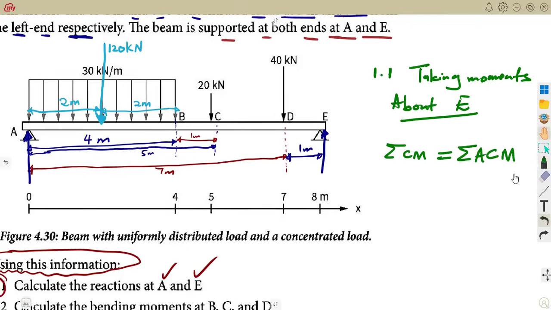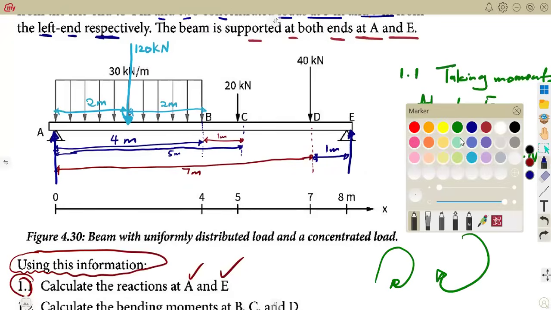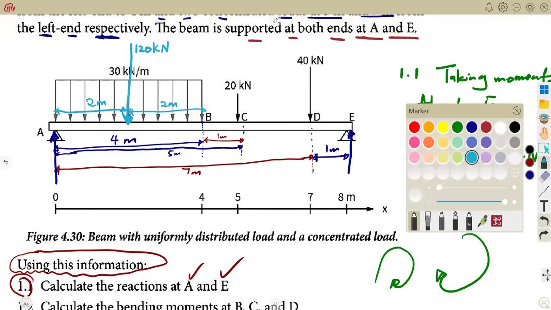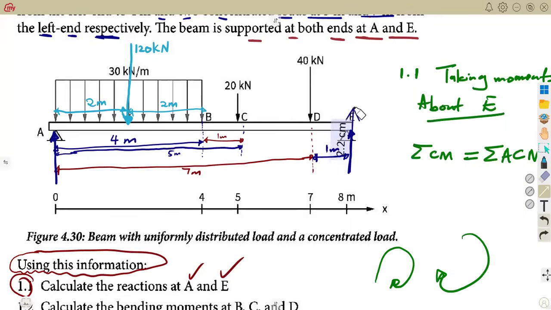The clockwise moments are the ones that go the way the clock moves. Anti-clockwise is the other way round. If you are to consider the clockwise, we have A, which is going back to E, because E is our reference point. Here, we are referring back to this point E.